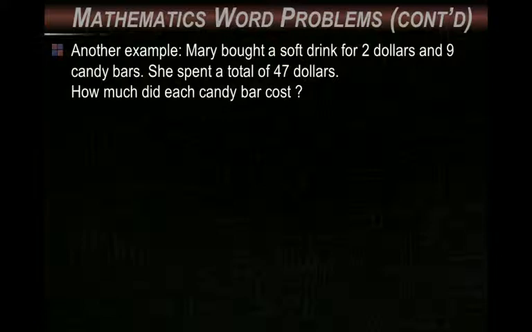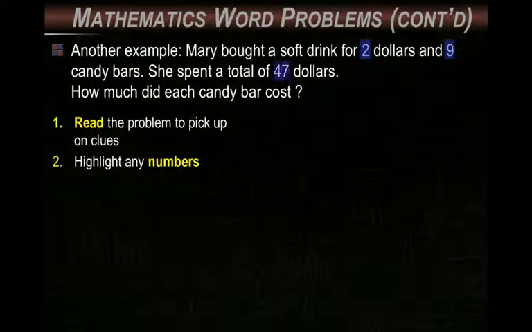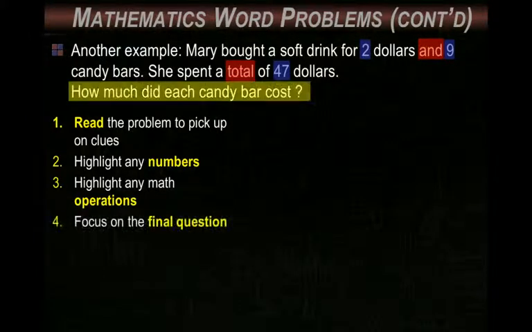Mary bought a soft drink for $2 and 9 candy bars. She spent $47. How much did each candy bar cost? Anyone do that one with guess and check? Let's work it out. Read the problem. 2, highlight any numbers. So I highlighted the numbers. 3, highlight math operations. So and means things being added together. Total means things being added together. Focus on the final question. How much did each candy bar cost?